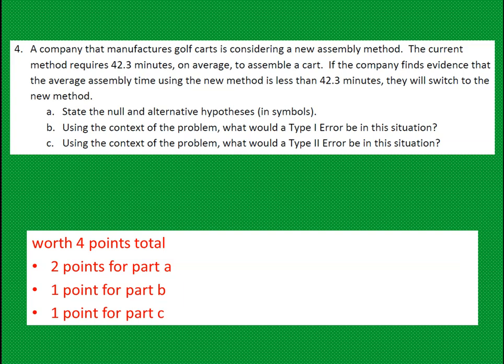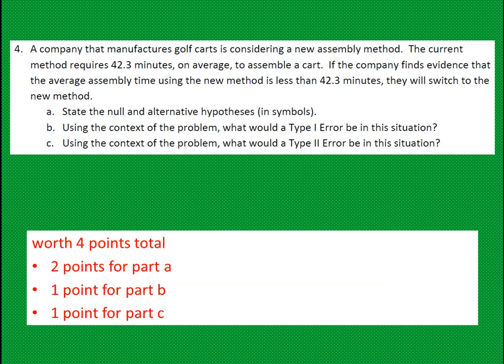If you want to phrase the null as the average assembly time using the new method is 42.3 minutes, or the average assembly time using the new method is greater than or equal to 42.3 minutes, both of those would be fine. The main thing to watch out for is that it's easy to get the errors backwards, so make sure that doesn't happen. The other thing is make sure you get the context in there.